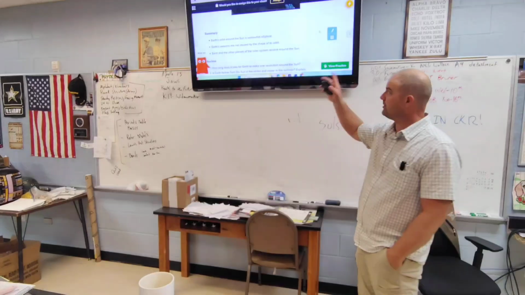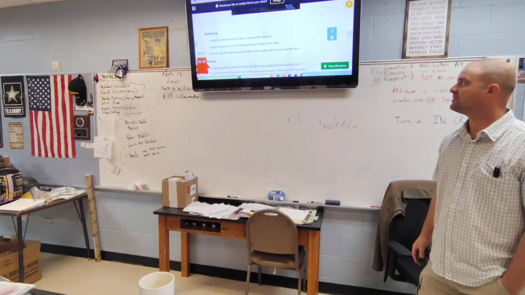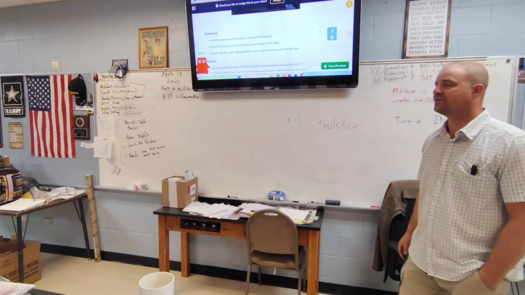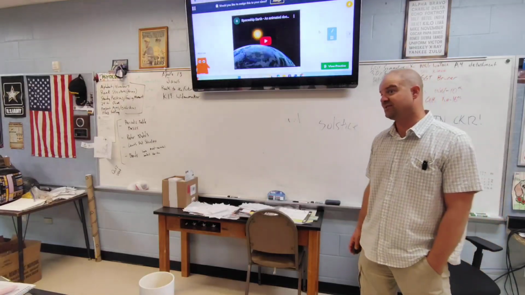If it's not in your forehead, put it in your notes. Earth's orbit around the sun is somewhat elliptical. Earth's seasons are not caused by the shape of its orbit. Earth and the other planets of the solar system revolve around the sun. And we're going to watch this video, and it will fill in a little bit more details about the seasons.